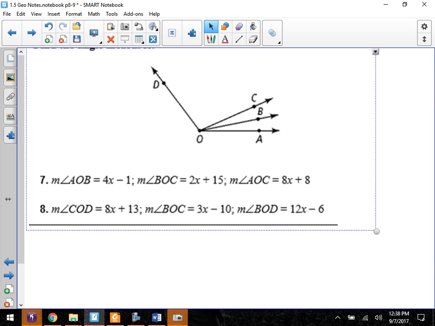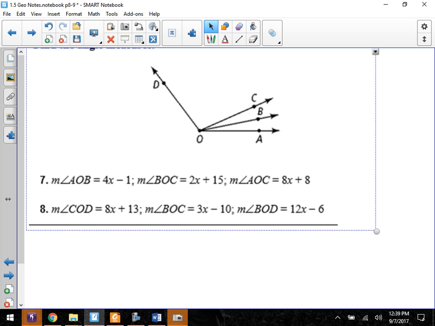Now, my suggestion on 7, I think we talked about this in class. I think I stopped and drew it up there. If you look at number 7, it's talking about angle AOB, BOC, and AOC. Does it talk about anything in relation to the ray OD? No. Number 7 had nothing to do with that ray. Same deal with number 8. Number 8 had nothing to do with the ray OA. Just had those two angles to worry about.